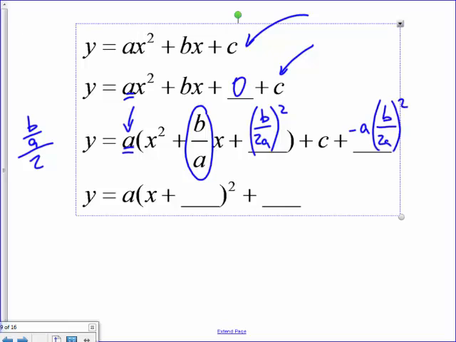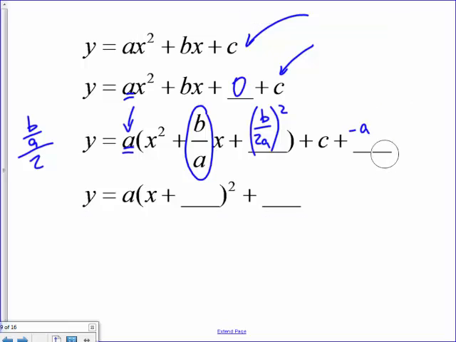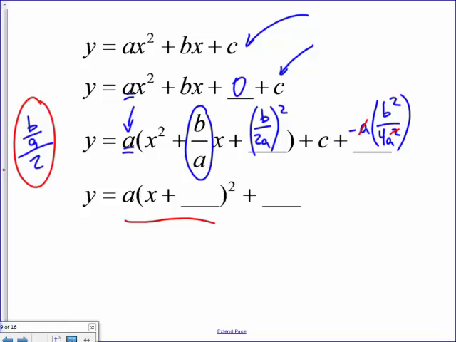Well, let's simplify that. What is b over 2a squared? I give all those a square, so I'd really have b squared over 4a squared. And then what happens to the a's here? This a would cancel with one of these a's, so I really have minus b squared over 4a. Okay, let's look at this here now. So down here, I got a times x plus, well, this guy right here, remember the half of b. So this is really b over 2a.